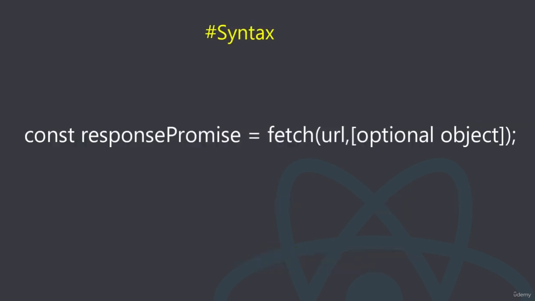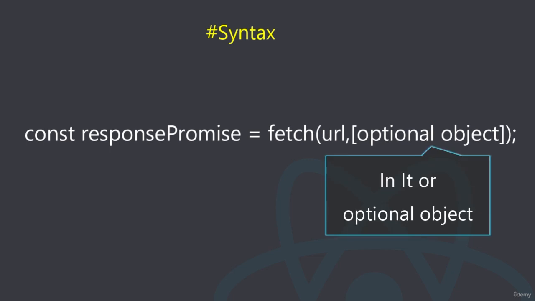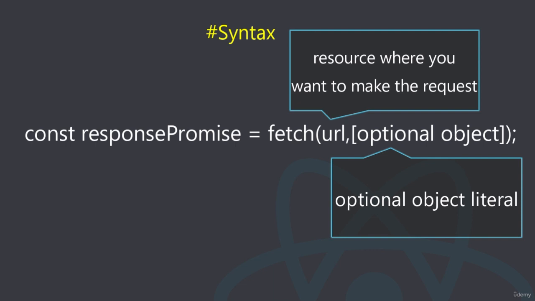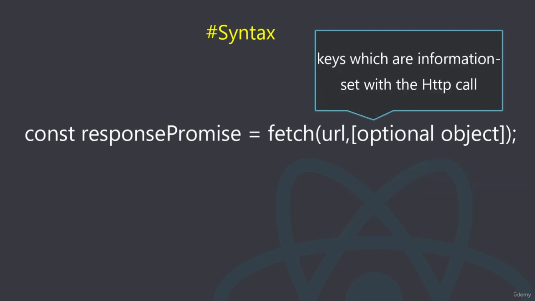For example, you have const responsePromise equal to fetch. This is the API. The first parameter is the URL, which is not optional, and the second one is optional. We call that init, or an optional object. The first parameter, the URL, is nothing but the resource where you want to make the request. The second parameter is an optional object literal, and if not given, by default the Fetch API will make a GET request. This optional object can have various keys which are information set with the HTTP call.